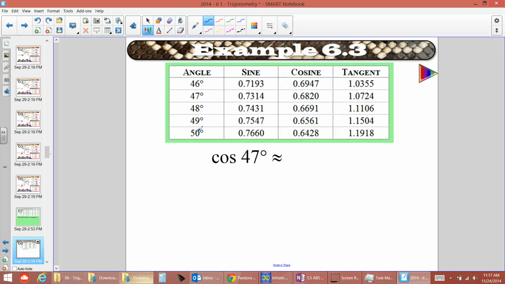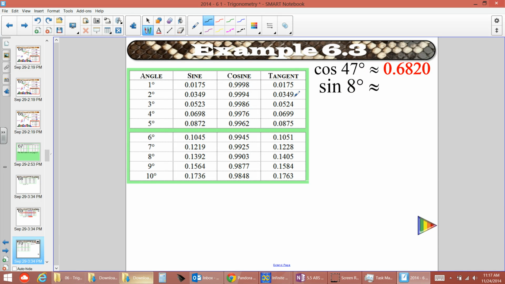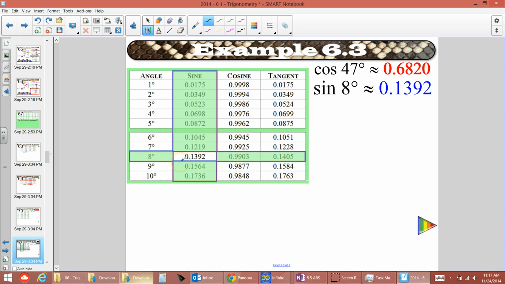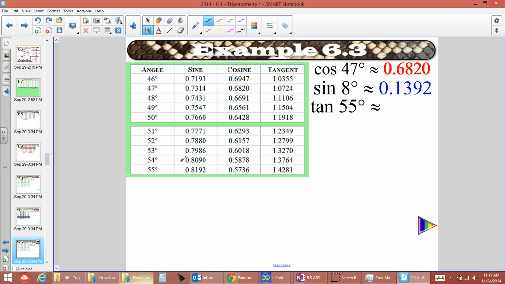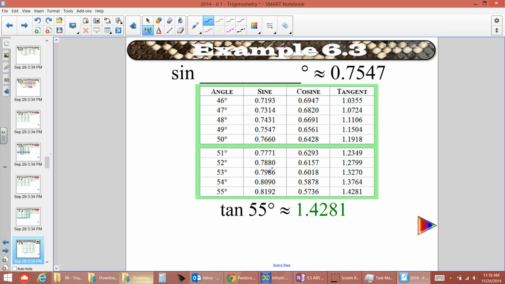So you'll have a full trig table on page 2. But for right now, let's look at cosine 47. I find my 47, and there's my answer. Cosine of 47 is right here. For sine of 8, we find angle 8, we find the sine, and it's 0.1392. Tangent of 55, I go to 55, I go to tangent, and there's my answer. Trig tables are nice because there are no calculations. You just find what it means, and you're done.